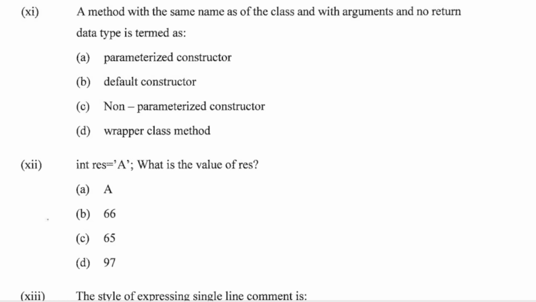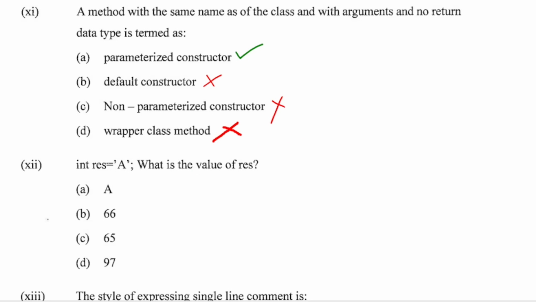D, wrapper method. Now observe the first part of the question: a method with the same name as that of the class, which means that we are talking of a constructor. Hence, option D is ruled out. So one thing is clear, that it has to be a constructor, and all constructors do not have a return type. The main part now is with arguments, which means that the correct answer is A, parameterized constructor, because that's the only option which can be true. Default constructor is provided by the compiler, and since there are parameters, it cannot be a non-parameterized constructor.